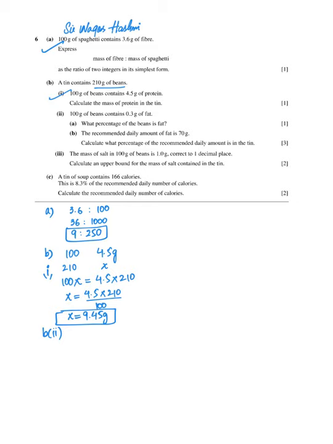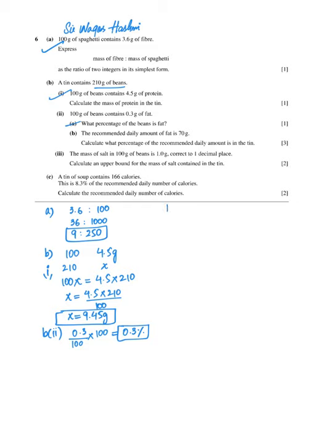100 grams of beans contains 0.3 grams of fat. What percentage of the bean is fat? That will be quite easy. It will be 0.3 divided by 100 multiplied by 100, so that will be 0.3 percent, and that is your answer. For the next part, part 2b, it says the recommended daily amount of fat is 70 grams. Calculate what percentage of the recommended daily amount is in the tin.